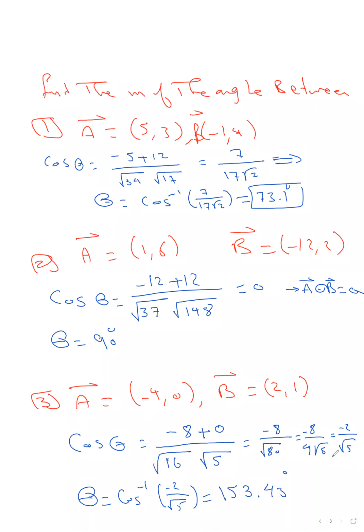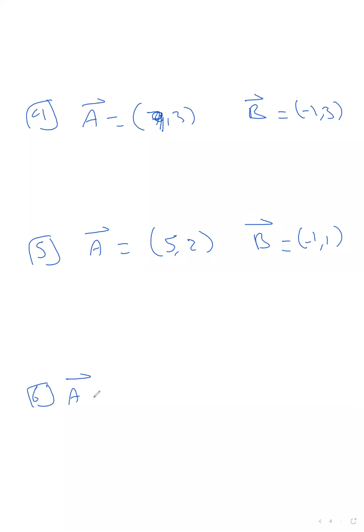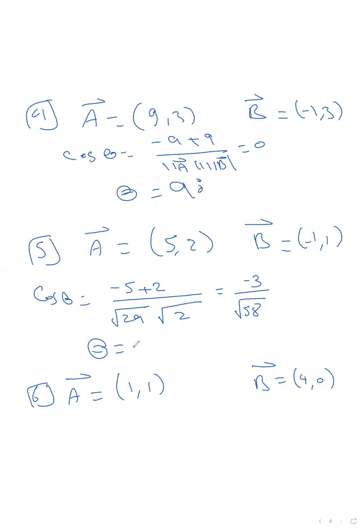Okay, do you have any question? Vector A equals (1, 1), vector B equals (4, 0). Solve them in 3 minutes too. I'll give you 3 minutes. Cosine inverse of 3 over root of 58. What is its measure? Calculate the measure please.